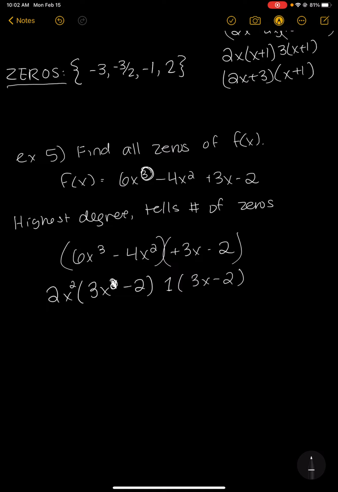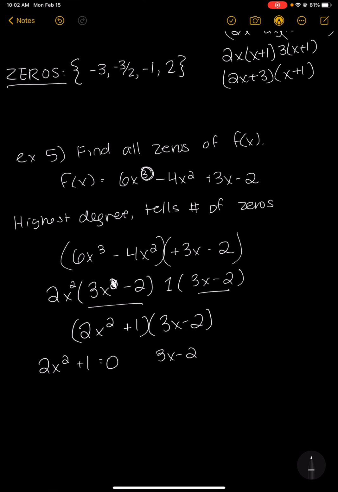Alright, so my stuff in parentheses repeats, so I know that this function factors to 2x squared plus 1 and 3x minus 2. Since I'm finding all the zeros, I want to set both of those equal to 0. And I've got 2x squared equals a negative 1, divide both sides by 2.